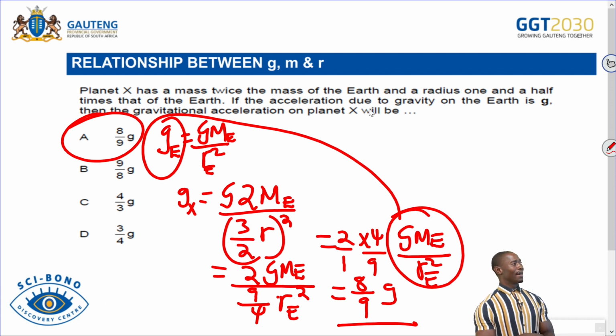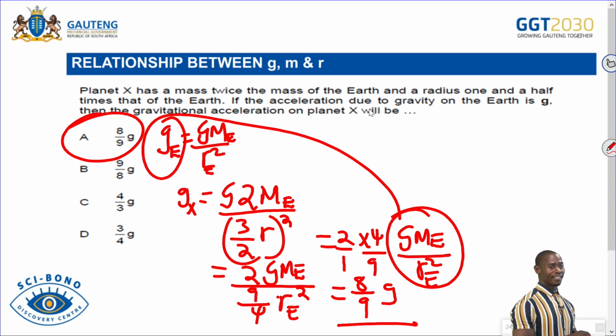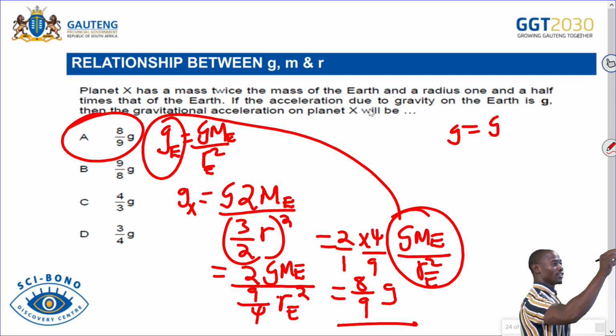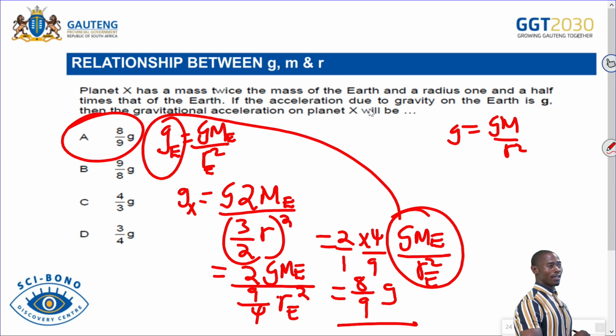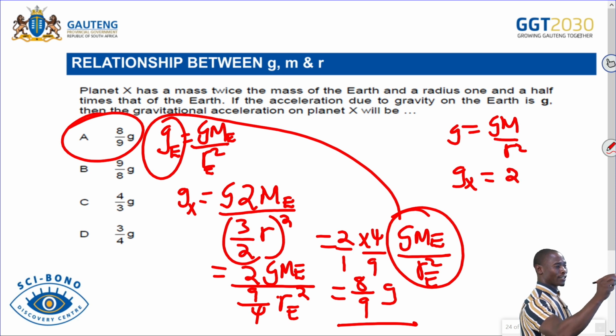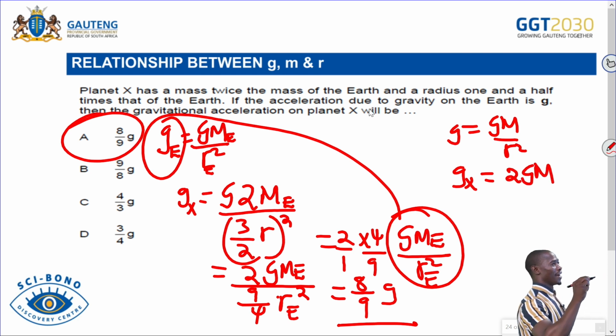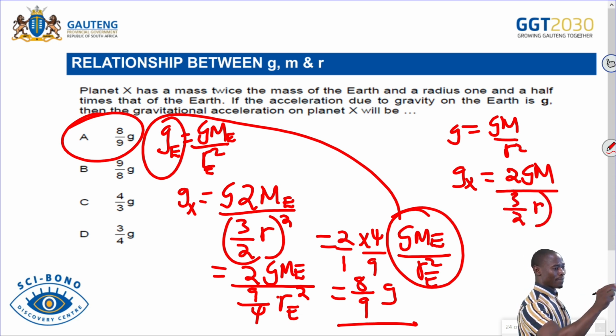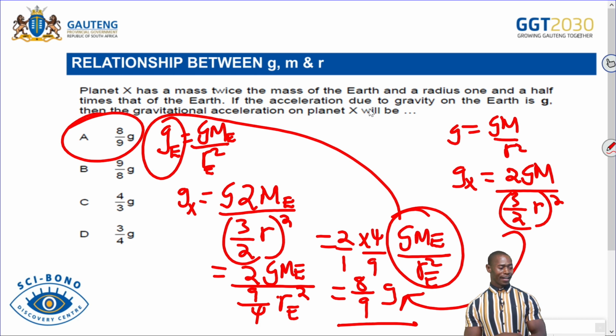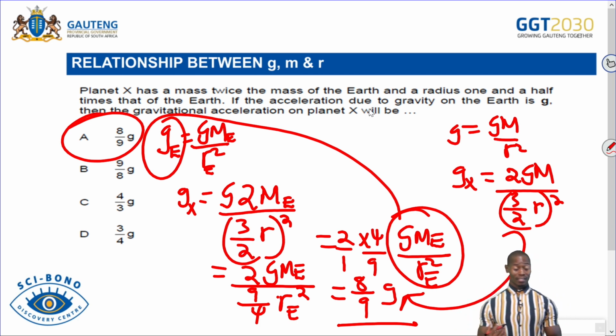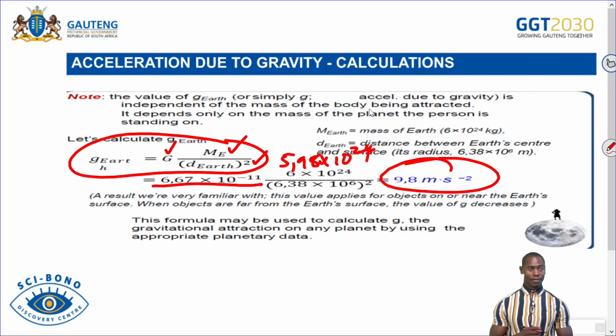We're told that on planet Earth, g is GM over r squared. But on planet X, the mass is twice that of the Earth, and the radius is 1.5, which is 3/2 r. But remember, this is all squared. Then you solve that. At the end, you'll have 8/9 g. So it's just the mathematical relationship between g, m, and also r.